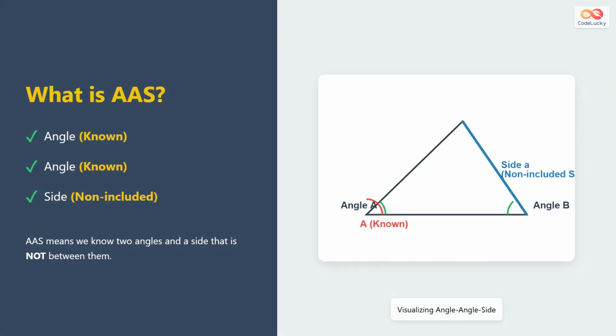So, what exactly is the AAS case? It stands for angle-angle side. This means you are given two angles and one side, but the key is that the side is not in between the two angles. It is opposite one of them. Identifying this setup is the first step to solving the problem.